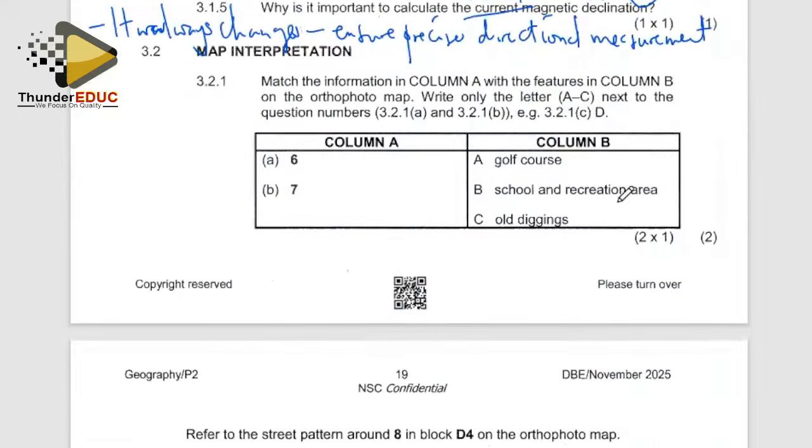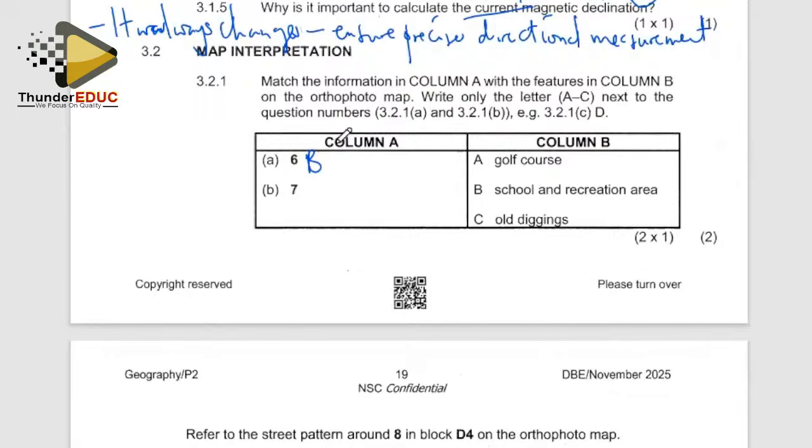But there's a school here, and this is a facility, a recreational facility within a school environment. So for that reason, we can safely conclude that it's a school recreational area, area 6. It matches with B. It's a school recreational area.